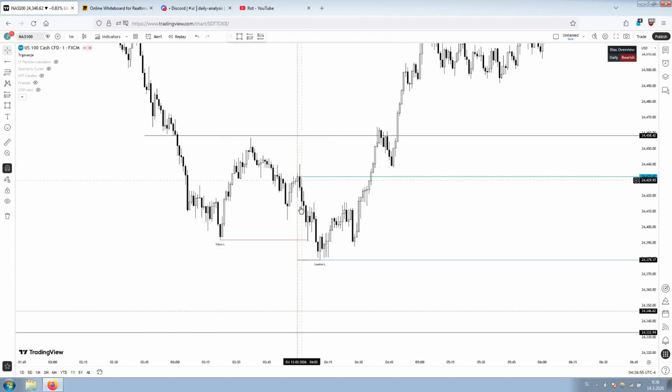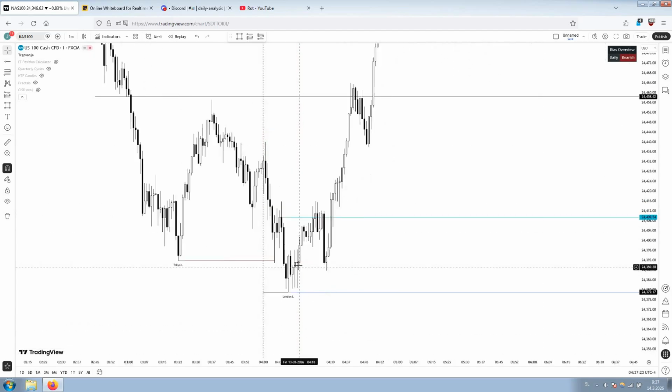So what is break of structure? Break of structure is when we close above the high that caused the liquidity sweep. So here we have a liquidity sweep, so this is now the high. And then here we have another liquidity sweep, so this is now the high. And then you can see that the price continues higher and higher.